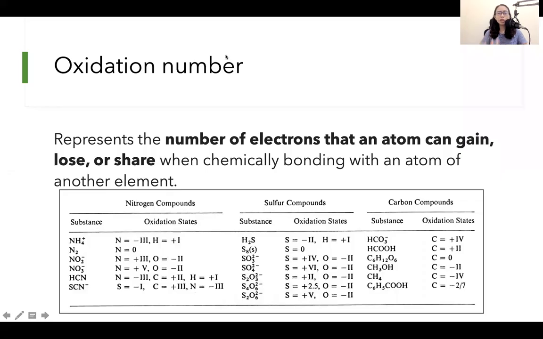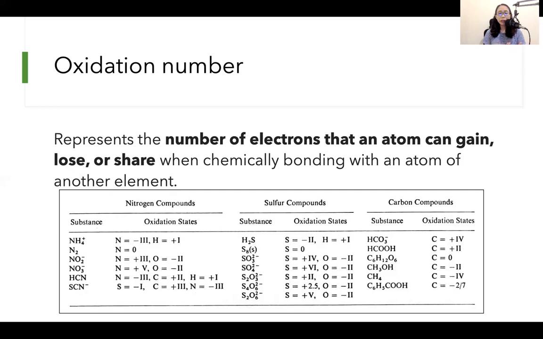Now, how do we know if there is a reduction and an oxidation taking place? The key there is your oxidation number. Your oxidation number is like an accounting variable. What do we account for? We account for the electrons that an atom can gain, lose, or share when it is chemically bonded to another atom of another element. Basically, when you have an atom that is now a part of a molecule.